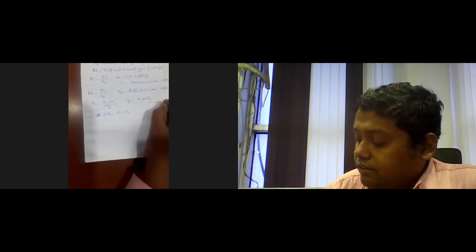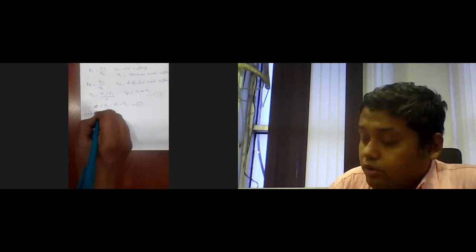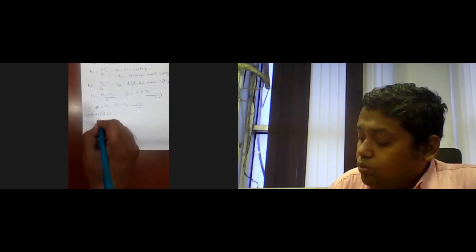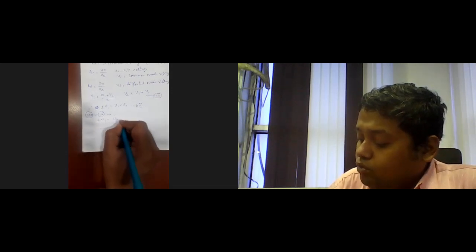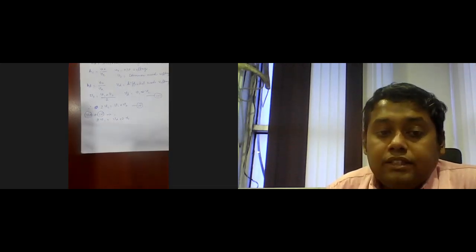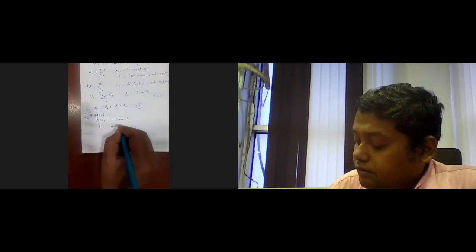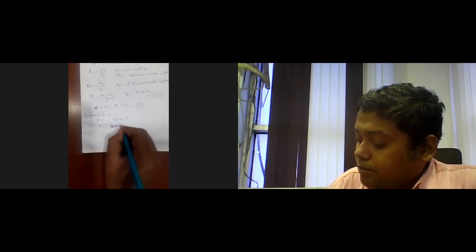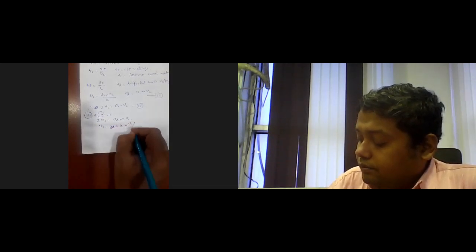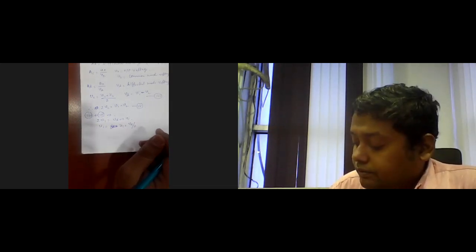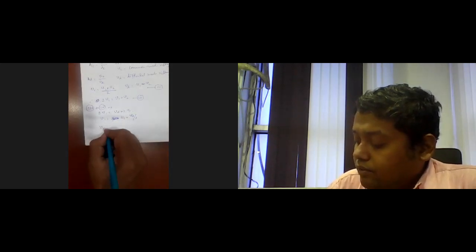So this is equation 3 and equation 4. Now if we add these two, 3 plus 4, we get 2 V1 equal to VD plus 2 VC. So V1 equals VC plus VD by 2. And similarly, if you substitute the value, V2 equals VC minus VD by 2.